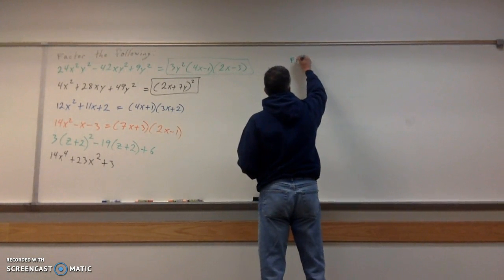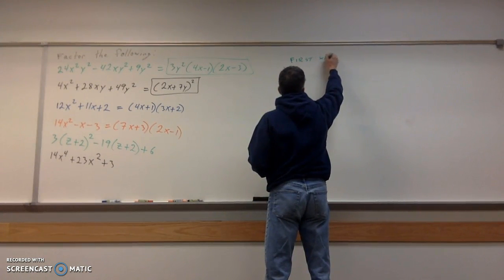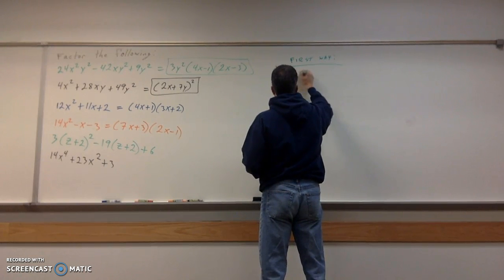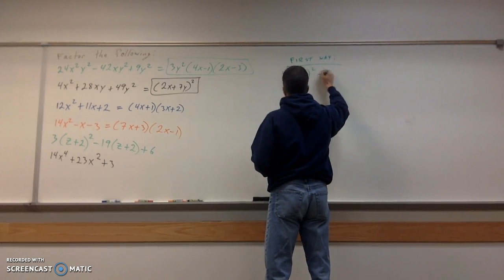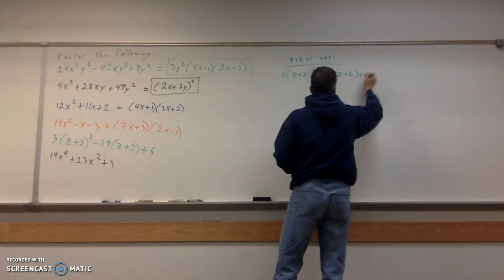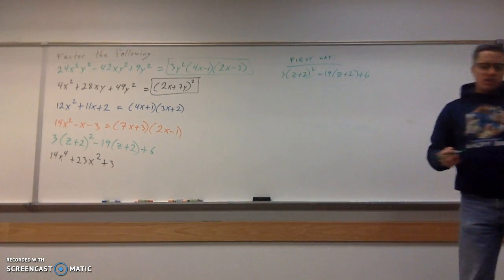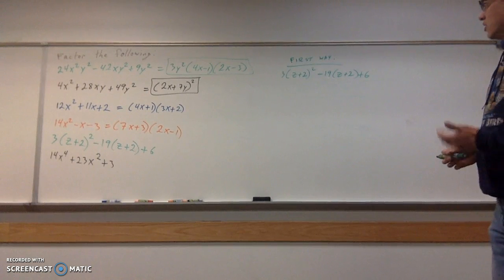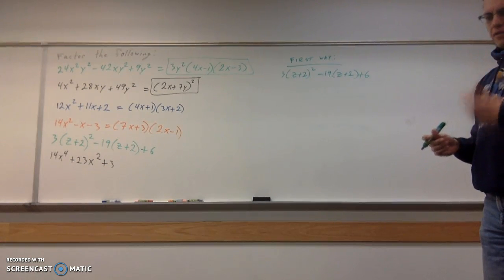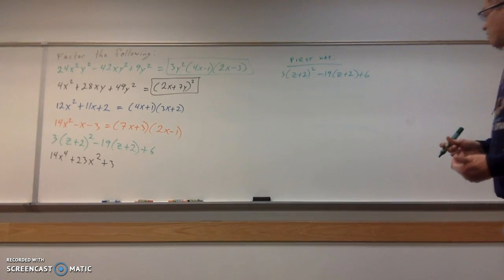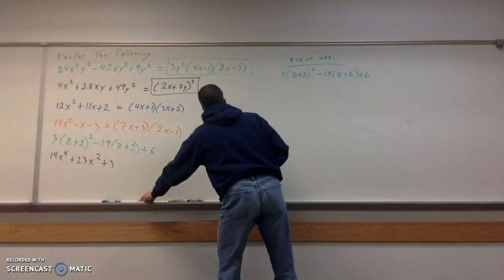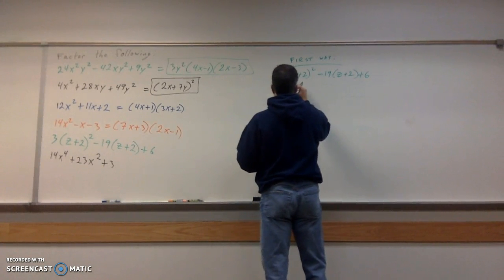So the first way, I'm going to call that the longer way. So I've got 3 times the quantity of z plus 2 quantity squared minus 19 times z plus 2 and then plus 6. You know, so you're taking a final exam or something like that, and you're looking at this, and in an exam situation, it's a little more stressful. So you do what the first thing comes to mind is. And for a lot of people, that would be to multiply this out. So before I say it, I'm going to say, don't do this.